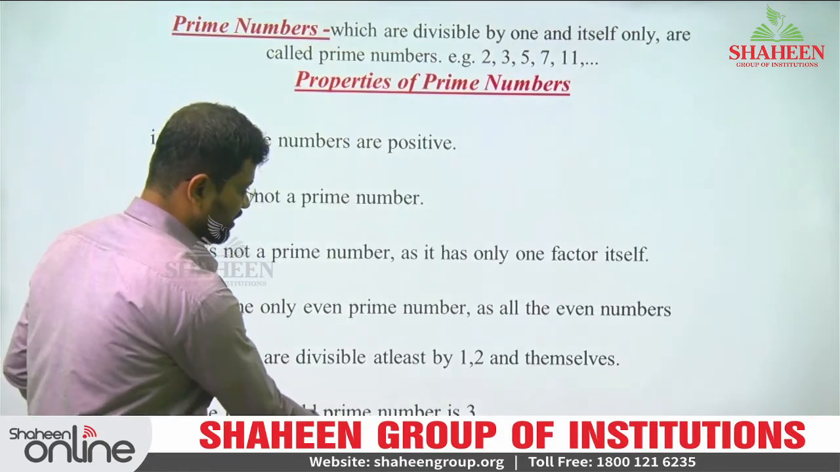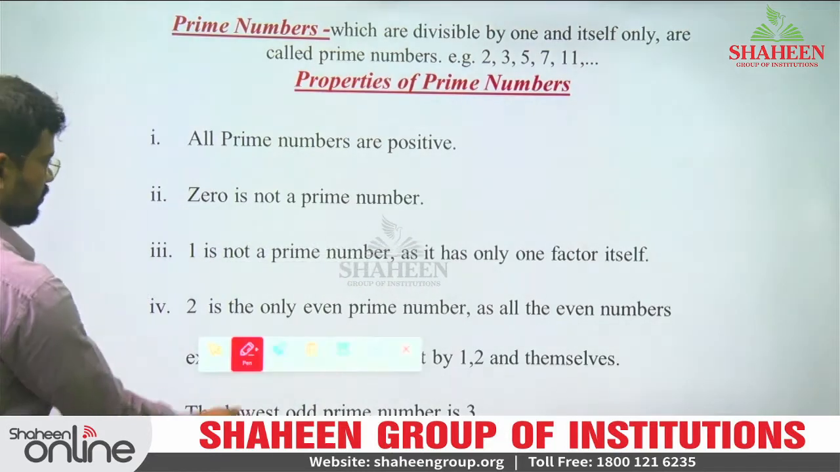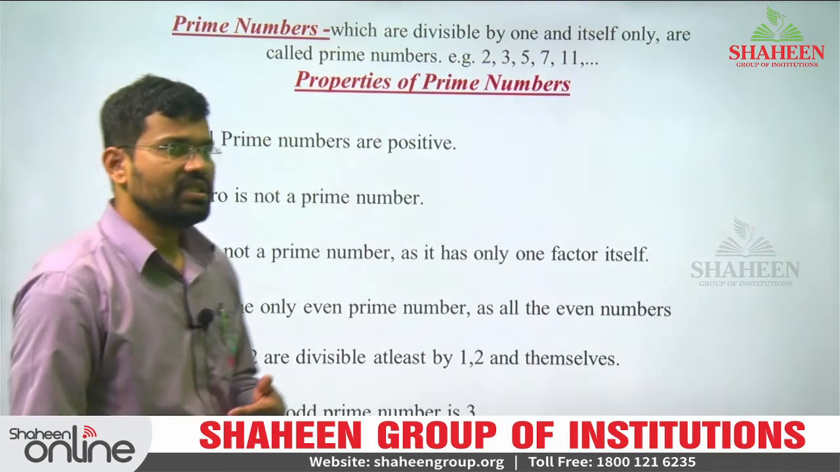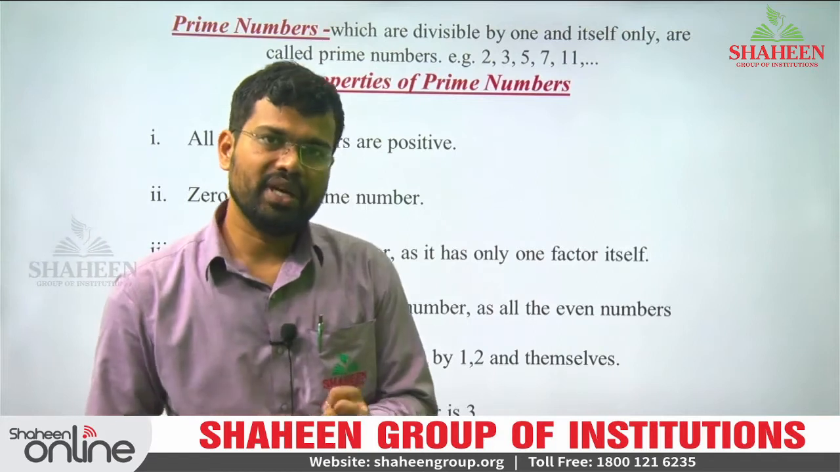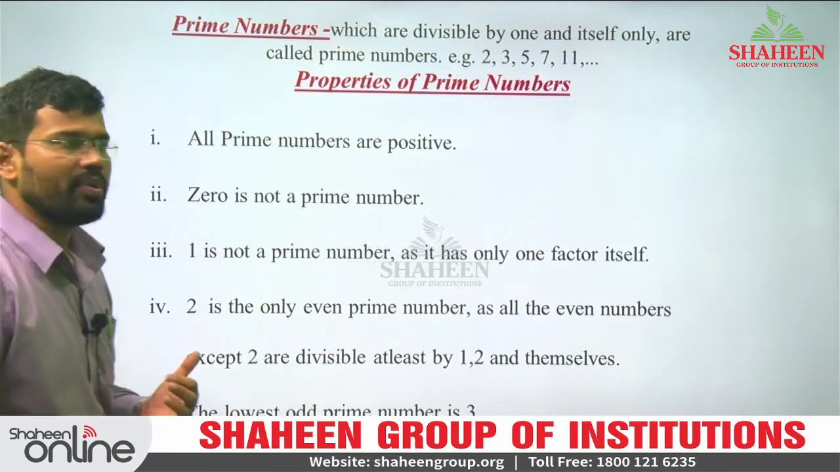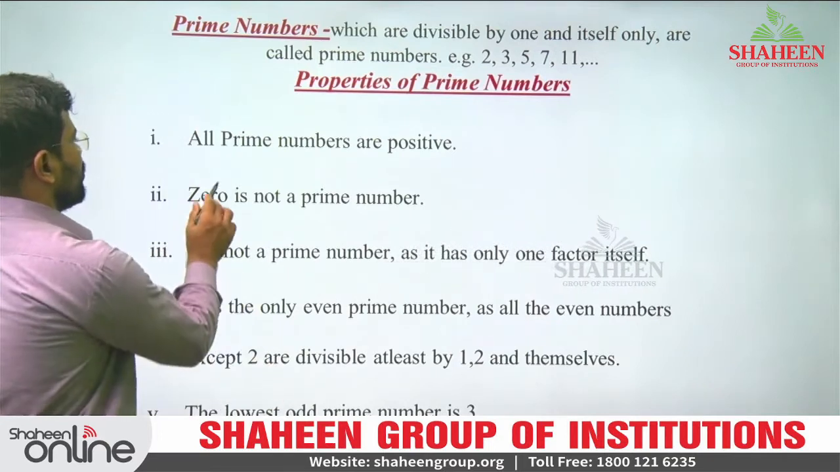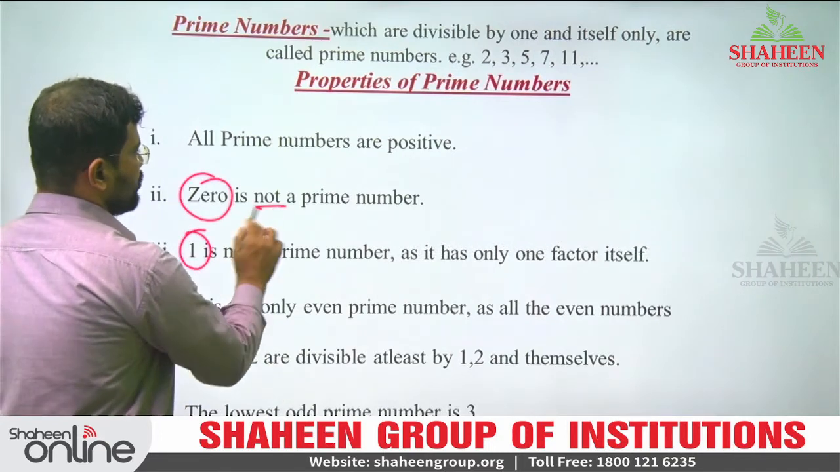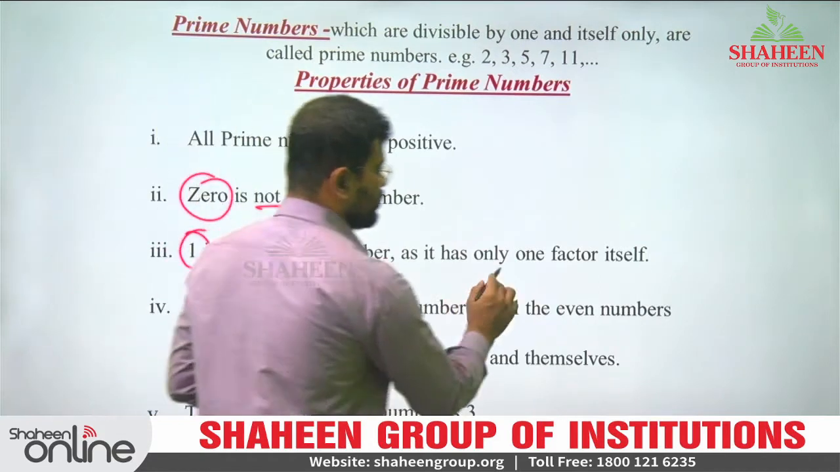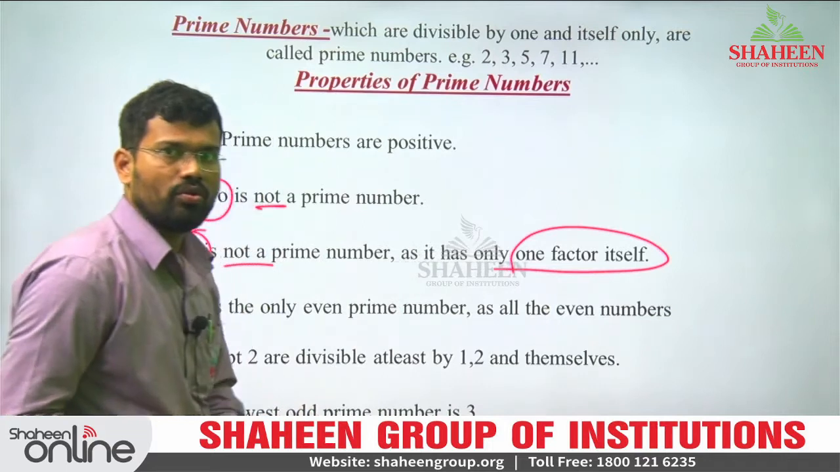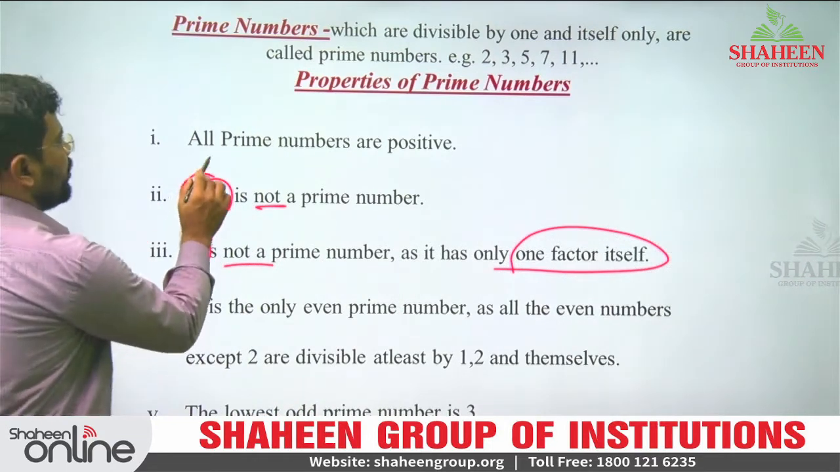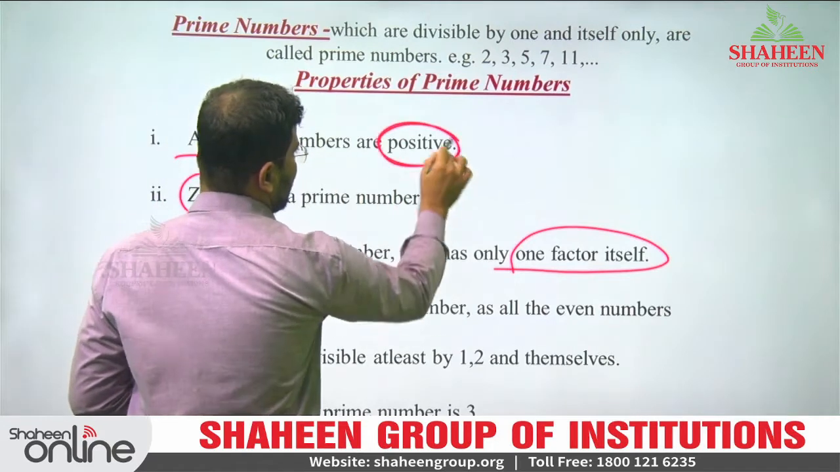Yes, friends. Now let us see prime numbers. The number which is divisible only by itself and 1 is known as a prime number. There are some properties of prime numbers. 0 and 1 are not prime numbers. Why is 1 not a prime number? Because it has only one factor. And 0 is not a prime number. And one more important thing: all prime numbers are positive.